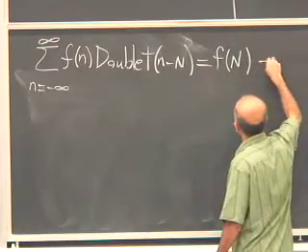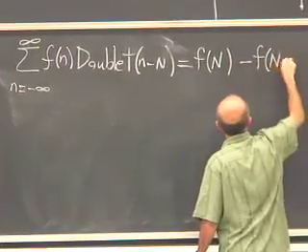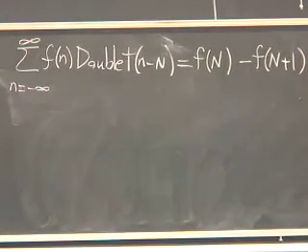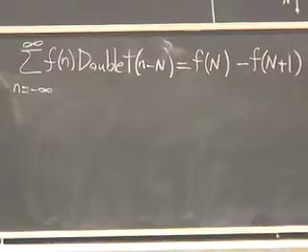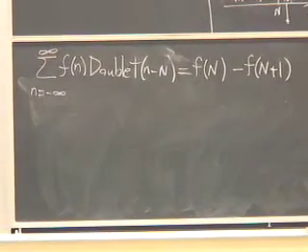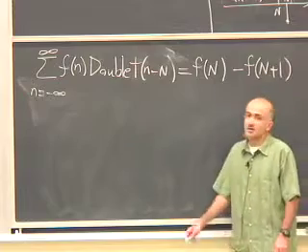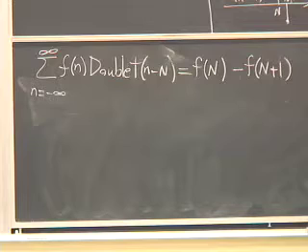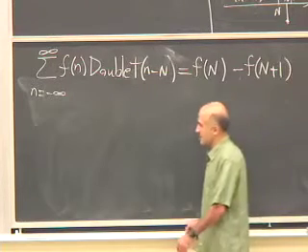minus f of n plus 1. So again, this is a first order difference of the function. When we study convolution, you'll see much better what this doublet does. It's essentially a discrete time differentiator. That's what it is. Okay, now let's move to the more exciting continuous time story.